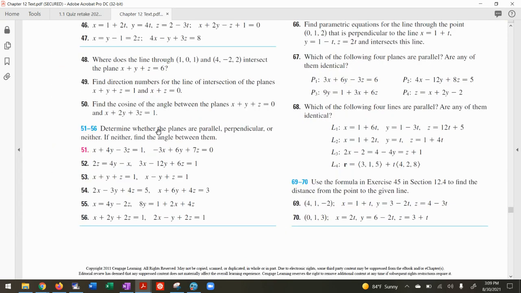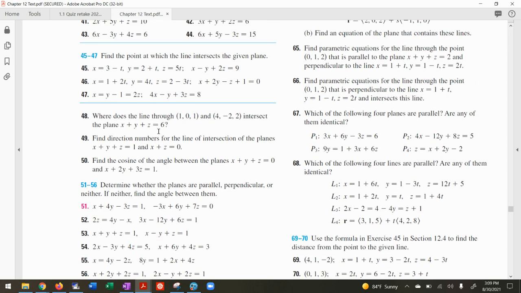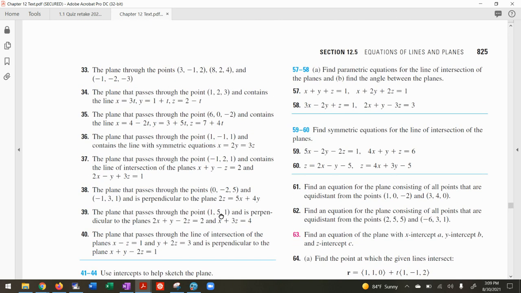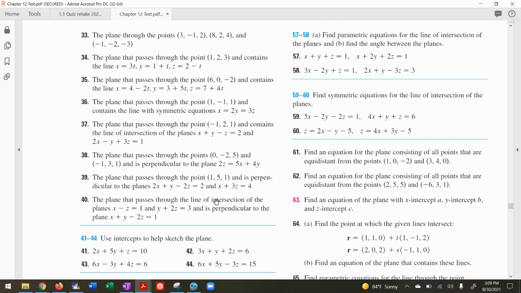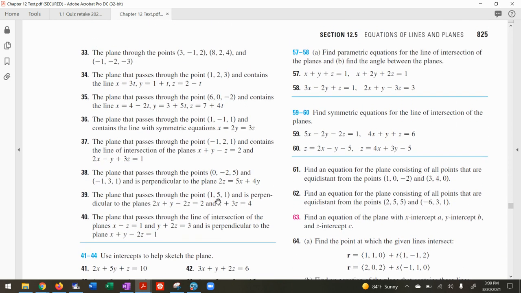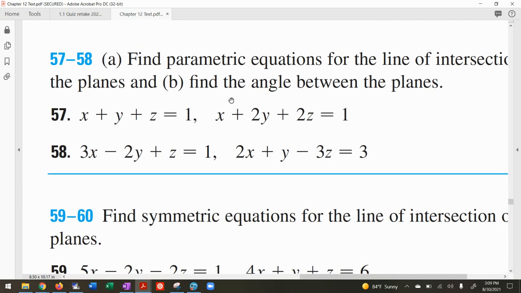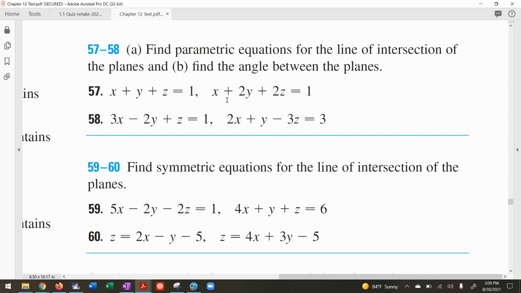Okay. Let's look at 57 and 58. I can zoom in so y'all can see that better. Find parametric equations for the line of intersection of the planes, and B, find the angle between the planes.